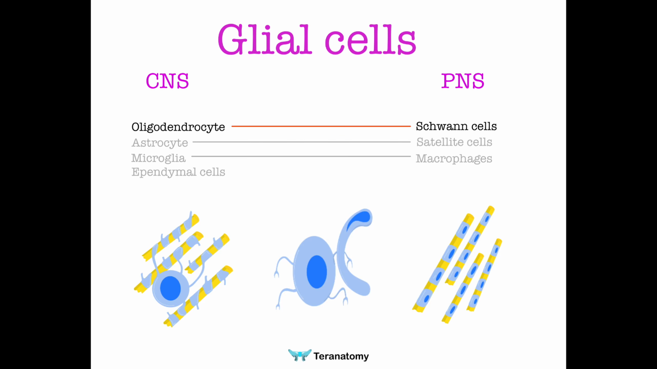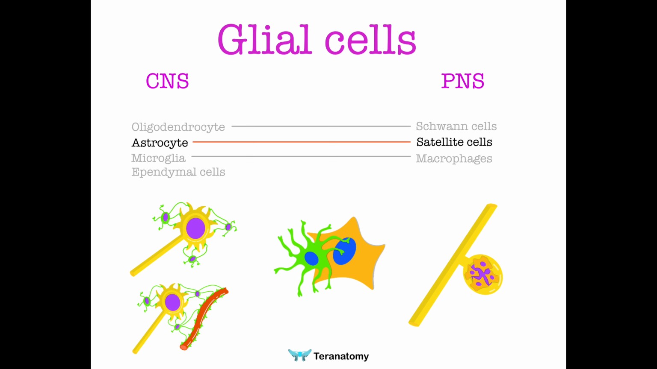There is an important difference between oligodendrocytes and Schwann cells. In the central nervous system, a single oligodendrocyte can myelinate multiple axons at the same time. In contrast, in the peripheral nervous system, each Schwann cell can myelinate only one segment of a single axon. Next, let's talk about astrocytes in the central nervous system and satellite cells in the peripheral nervous system.